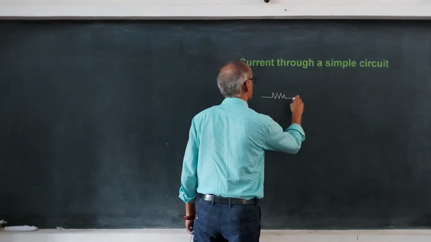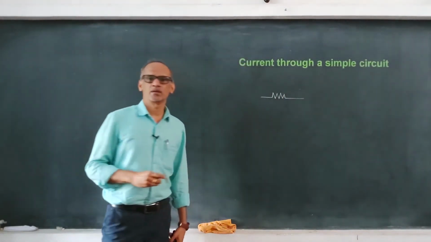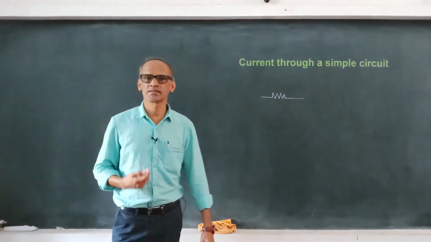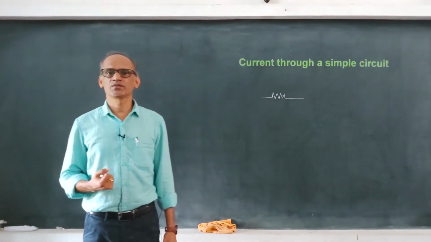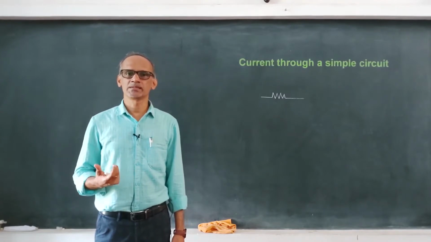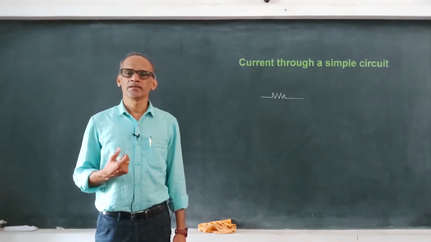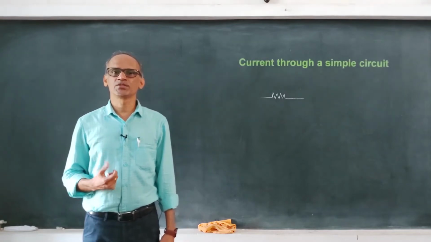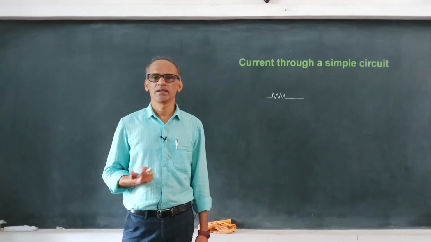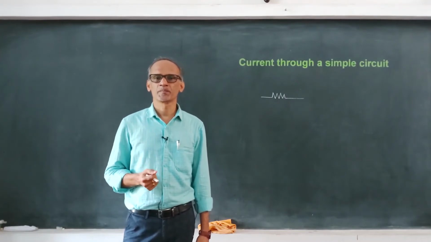we have a device called a resistor. Now, that is the symbol for the device resistor. Now, what is a resistor? A device which offers opposition to the flow of current is called a resistor, and we measure the opposition in terms of a physical quantity called resistance, and the SI unit of which is ohm.